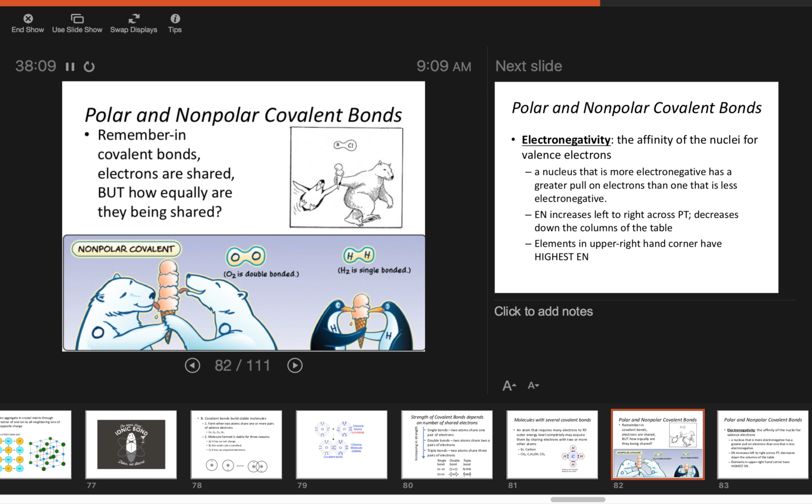Okay, there are 2 different types of covalent bonds, polar and nonpolar. And so remember, in covalent bonds, electrons are being shared, but how equally are they being shared? So if I were to bring in a pan of brownies, and I'm like, oh, I'm going to share with you guys, and I just give you each a sliver, and I keep the rest to myself, I'm still sharing, just not equally. So we call that polar covalent, where one atom or one element kind of hogs the electrons.